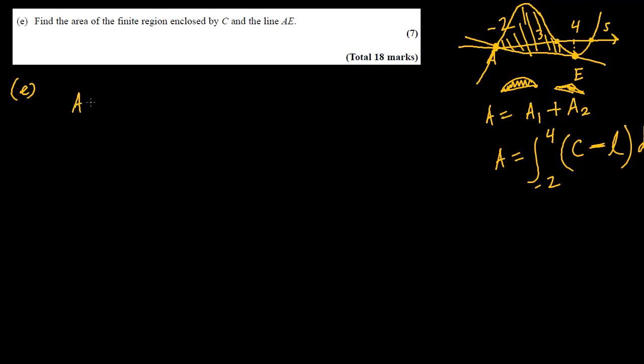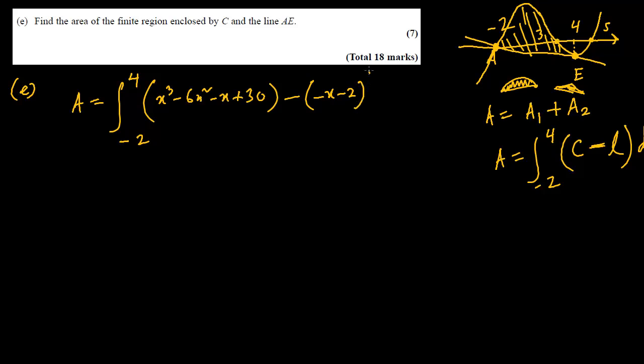So area equals integration. The limit starts from -2 and the limit ends at this point E, which is 4. So the equation of the curve which is above the region is going to be x cubed minus 6x squared minus x plus 30. So this is going to be this minus, and this is going to be minus x minus 2. So this gives you a huge bracket over here, dx.